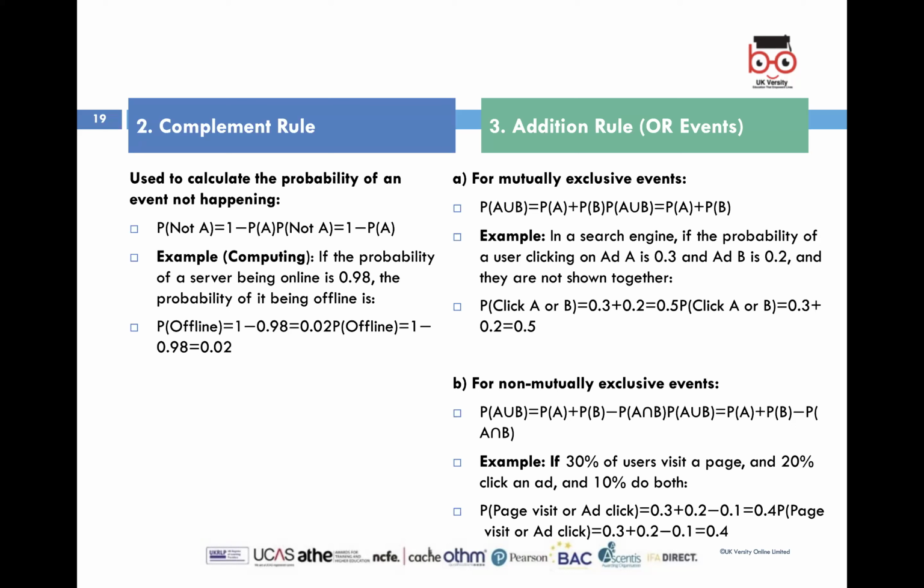For non-mutually exclusive events, P(A or B) equals P(A) plus P(B) minus P(A and B). For example, if 30% of users visit a page, 20% click on an ad, and 10% do both, P(page visit or ad click) equals 0.3 plus 0.2 minus 0.1, which equals 0.4.